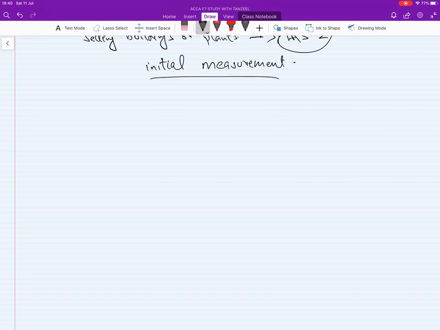The initial measurement. What things are to be added in the cost? The cost or purchase price, or list price itself.